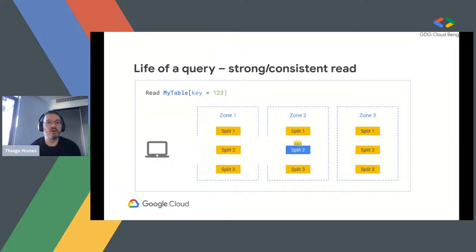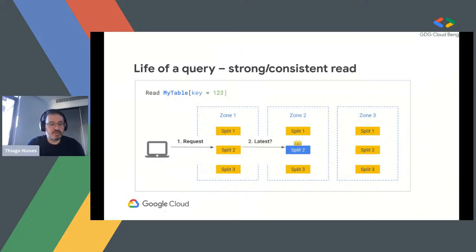So we're reading key 1 through 3 from my table here. What happens first is that the client makes a request to Spanner. Spanner will see this request, analyze the key that it wants to read, and then identify the split that is responsible for that key. And then it will reroute the request to a span server that contains a split, usually within the zone that is closest to the client.